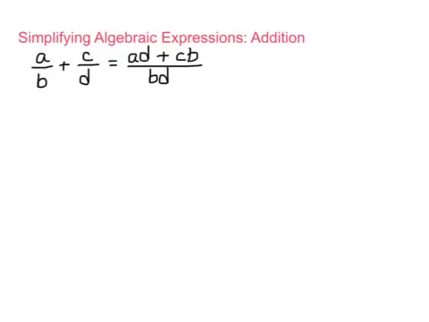Hi everybody, I want to talk to you today about simplifying algebraic expressions, and we're going to start with addition. If we have two expressions which are fractions, and I'm using the letters A and B and C and D, in order to simplify it, we multiply A times D and add it to C times B. So we've got the cross shape here. And then you divide your answer by the two bottom numbers multiplied, so that's B times D.